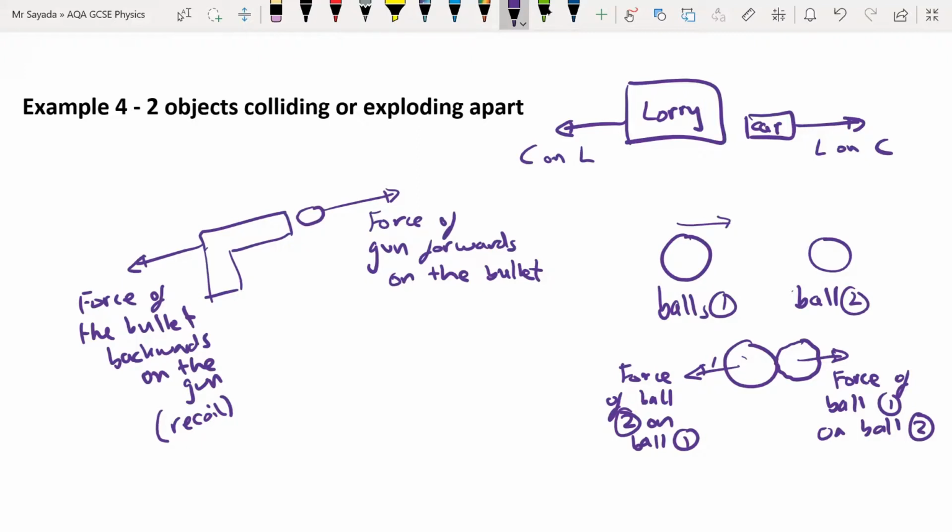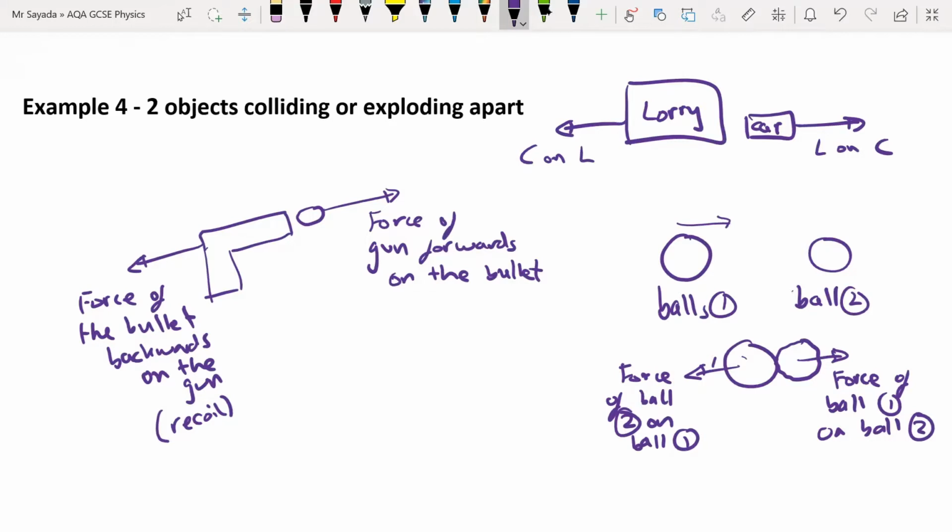But which of the two objects is going to be affected more by that force? Say your answer to the video now. The car will be more affected by that force. Why will the car be more affected by that force? Say your answer to the video now. The car will be more affected by that force because the car has a much smaller mass.